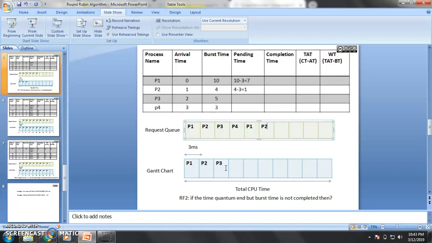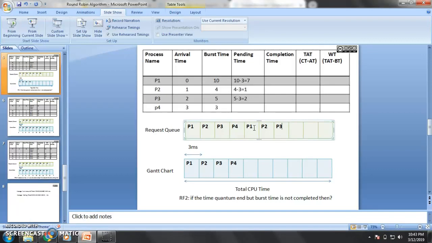Now P3 will process for the next 3 microsecond quantum. After P3 there is P4. That's why P4 will get CPU access. But what about P3? Its total burst time is 5 and only 3 microseconds were given to it. That's why its pending time is 2 microseconds. So P3 also sends a request to the CPU once again. Okay, then P4 will process for 3 microseconds.